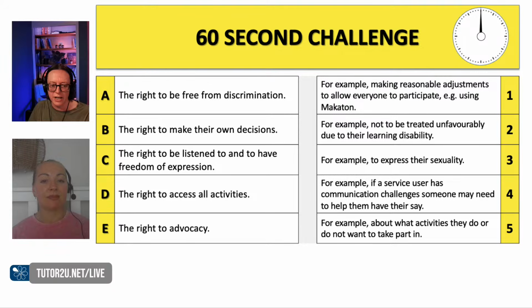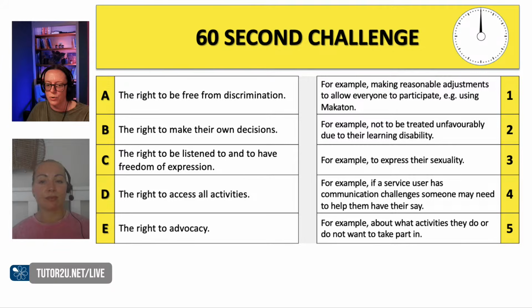Then we have IO saying B5, so the right to make their own decisions, for example, about what activities they do or do not want to take part in. Excellent, IO, well done. Then Esther saying C3, so the right to be listened to and to have freedom of expression, for example, to express their sexuality. Excellent, Esther, and others that got that one right.